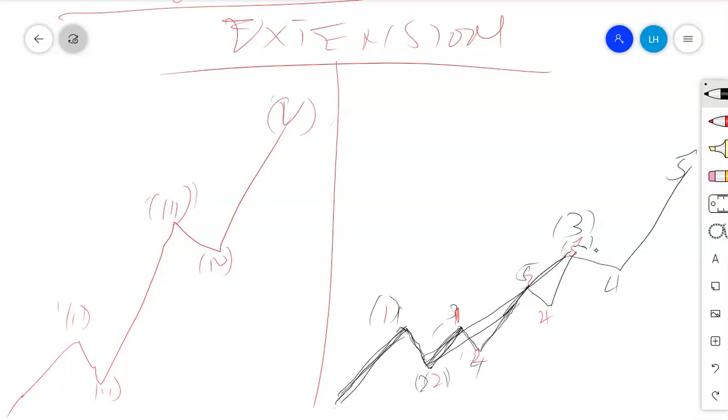Now what I have demonstrated here is extension within the third wave. It is very easy to demonstrate this, but extension may occur within the first wave, may occur within the third wave, and also extension may occur within the fifth wave, but not all of them can be extended at the same time. If number 1 is extended, number 3 and number 5 will never be extended. Actually, they will have what we call the equality. They will have a guideline of equality. It means they will be equal.